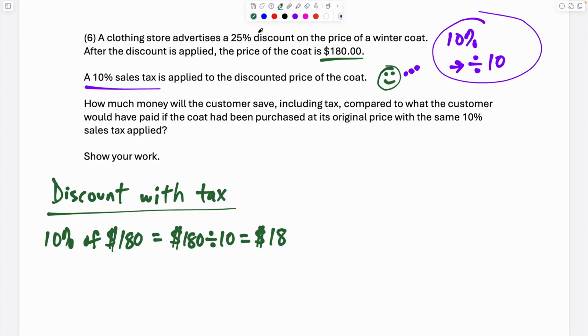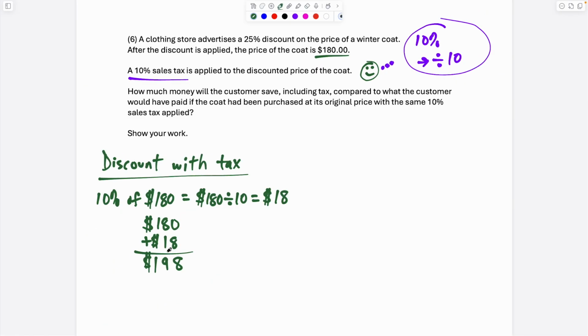Now what we're going to do with this is take the price of the coat, the $180, and add $18 to this. This is the tax that's being applied. When we work this out, we have 0 plus 8 is 8, 8 plus 1 is 9, and the 1 just carries down. So the discounted price with tax is $198. And next what we could find is the original price of the jacket.